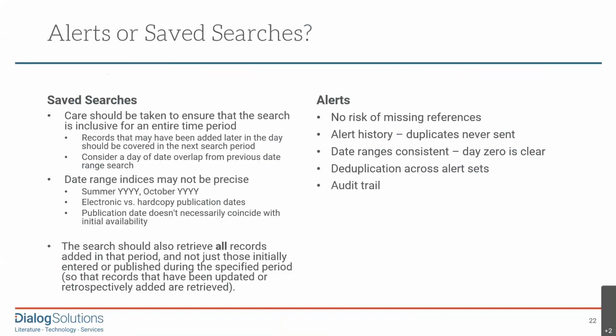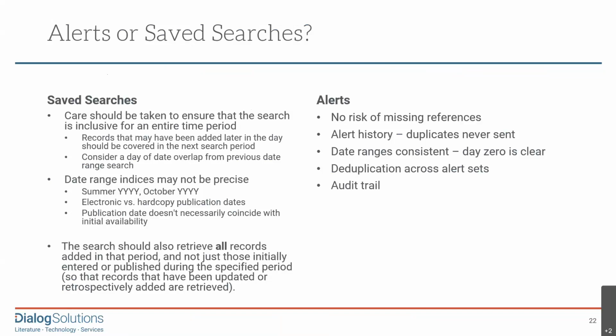So, and that can be an inspection finding if you've missed things because you haven't checked all of the time period. Whereas with alerts, they're automated. So your alert will be run at the same time in the same time zone. You can choose the same time every week, so there's less risk of missing references.